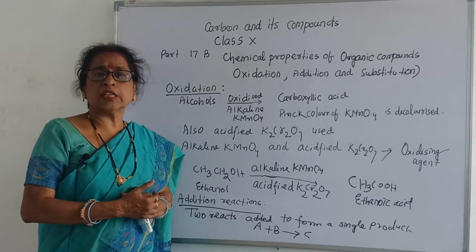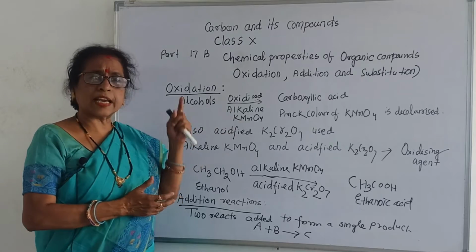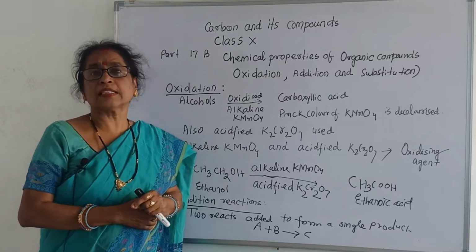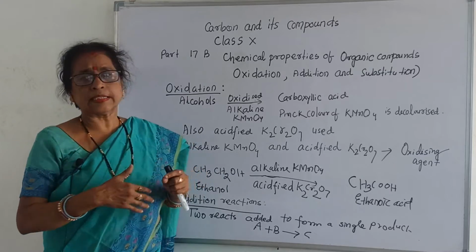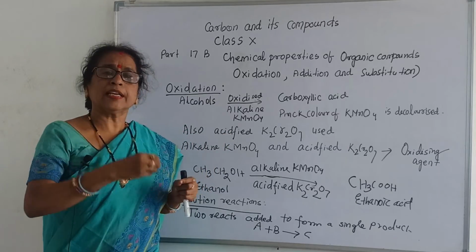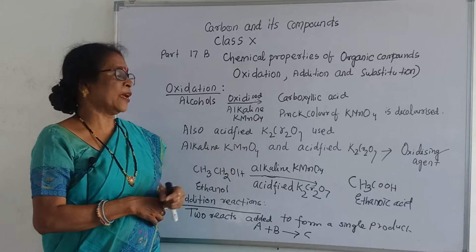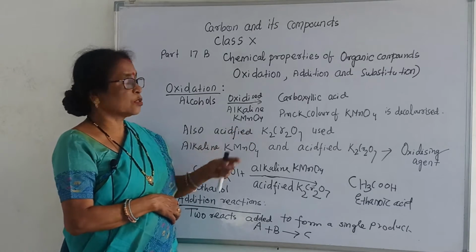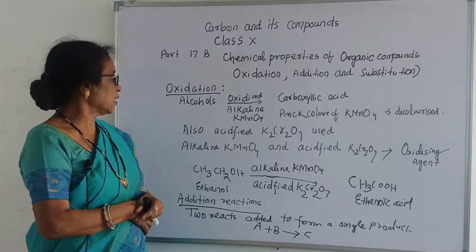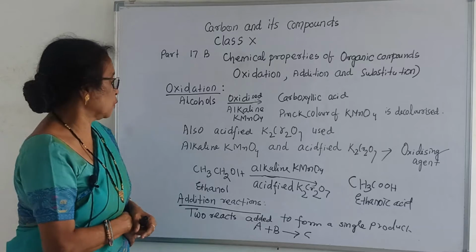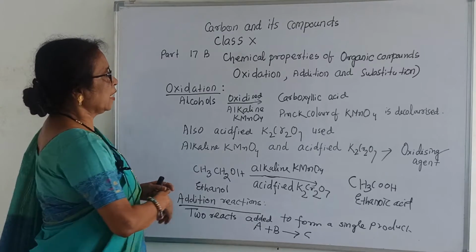Instead of alkaline KMnO4, one can also use acidified K2Cr2O7. What is meant by acidified? Acidified means 2 drops of dilute sulfuric acid are added, and here also the color discharges, and the reaction takes place and carboxylic acid is produced. Now here what happened?